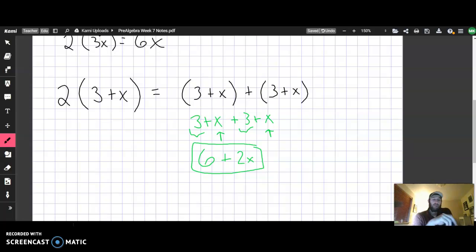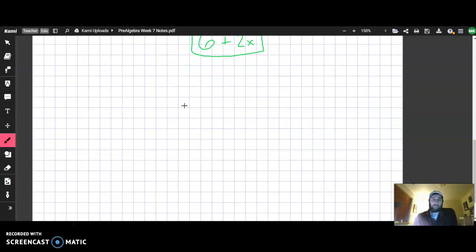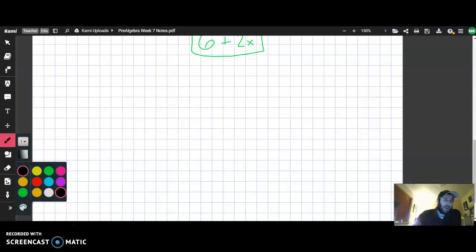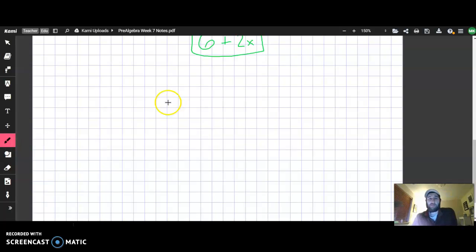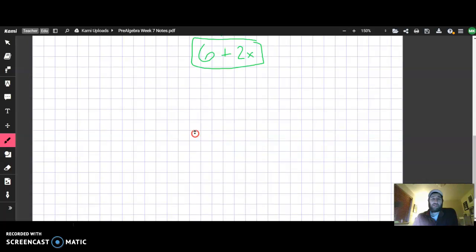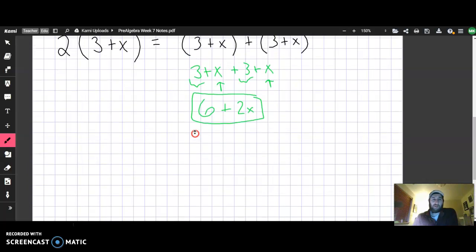Now, let me show you another way to do that problem. Because this works, and this is the understanding behind the problem. But there's an easier, quicker way that you'll see your algebra teachers do this in the future. And so that's where the distributive property comes in.